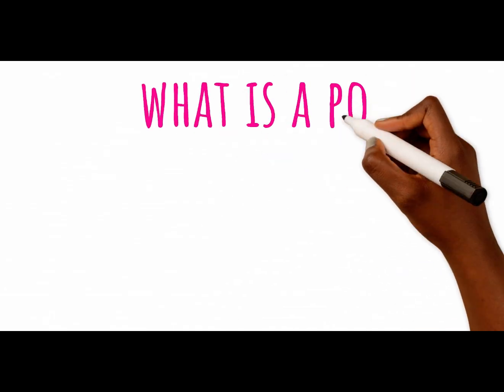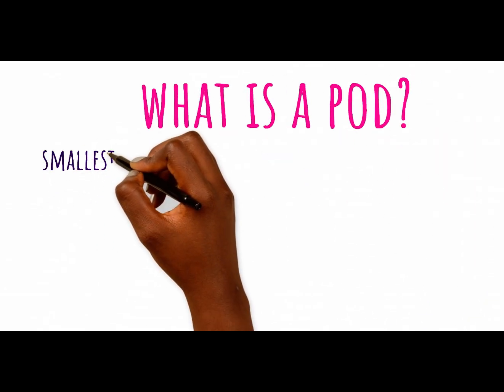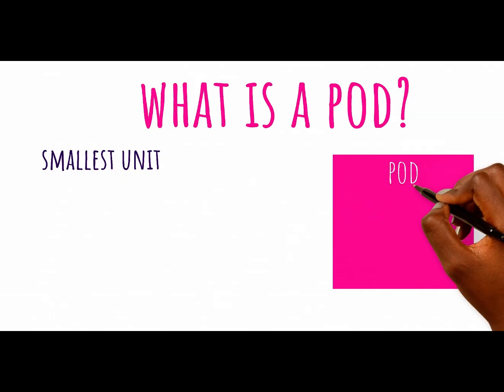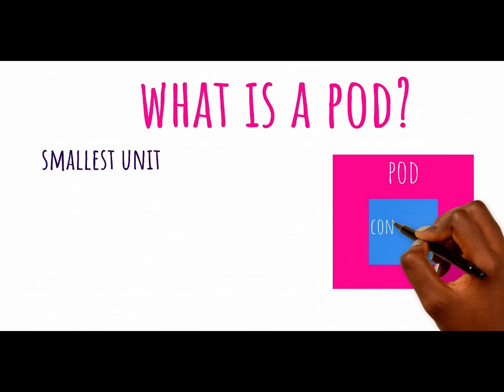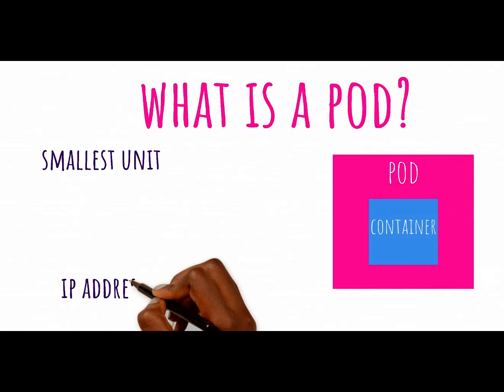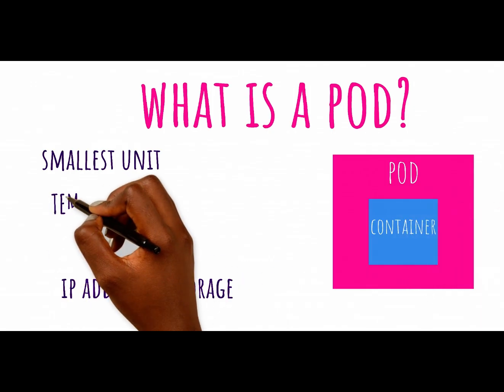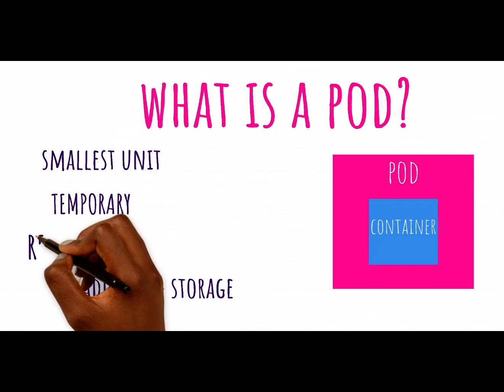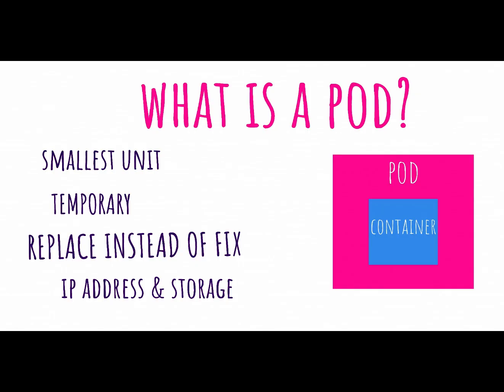First, let's quickly review the pod. A pod is the smallest deployable unit, or smallest unit of work, in Kubernetes. It's a wrapper around one or more containers that need to share resources. It gets its own IP address and storage. But here's the crucial point. Pods are ephemeral, which is a fancy word for temporary. If a pod crashes or the server it's on fails, that pod is gone for good. You can't just restart it. A new one has to be created. A non-working or broken pod is replaced instead of being fixed.